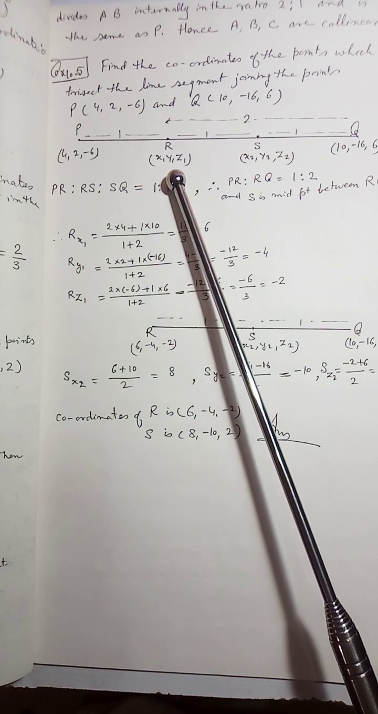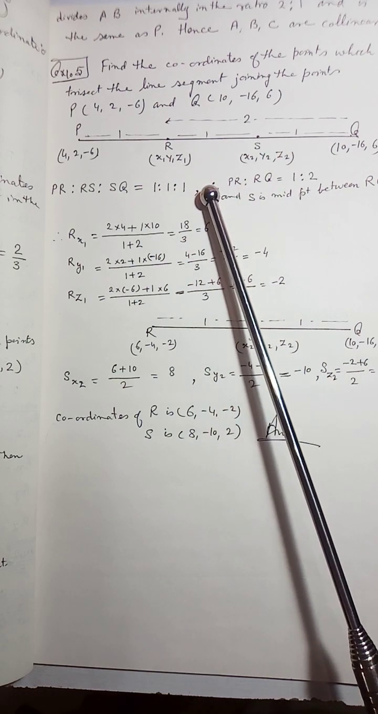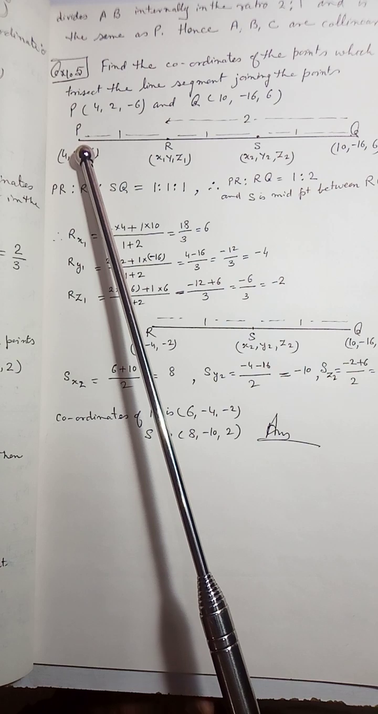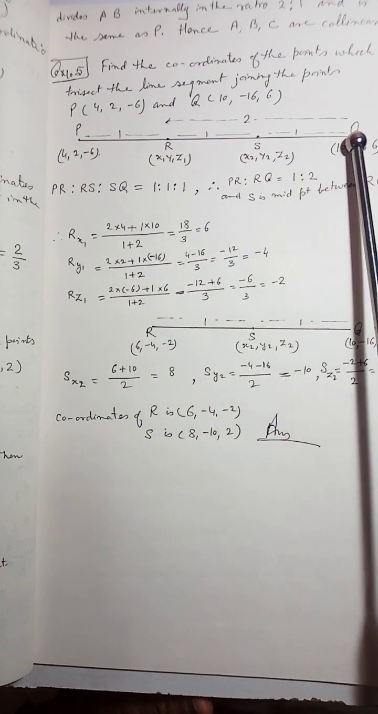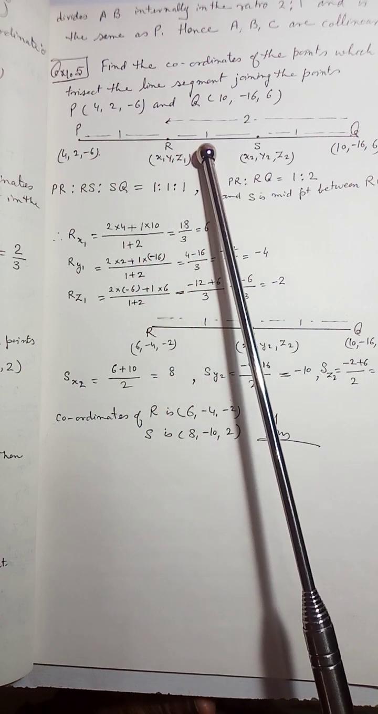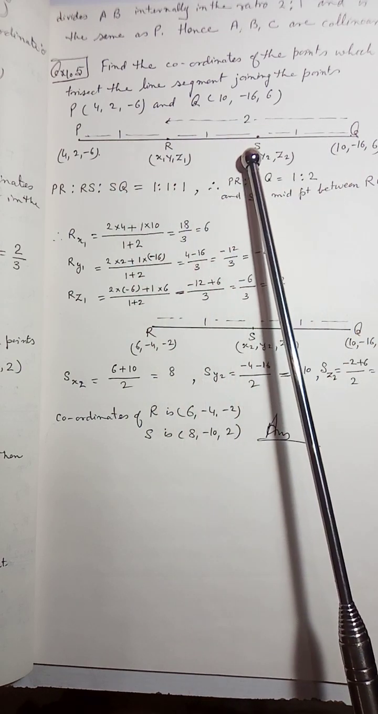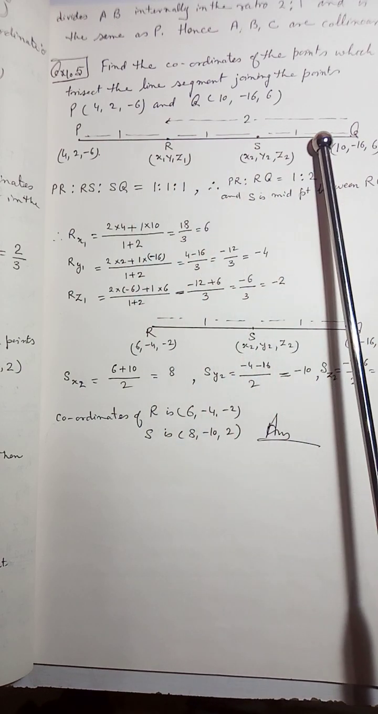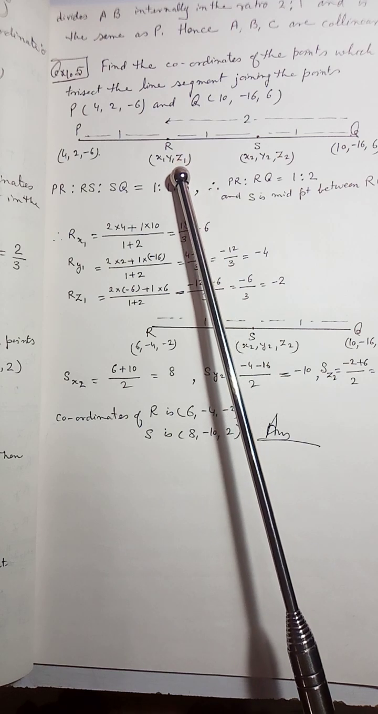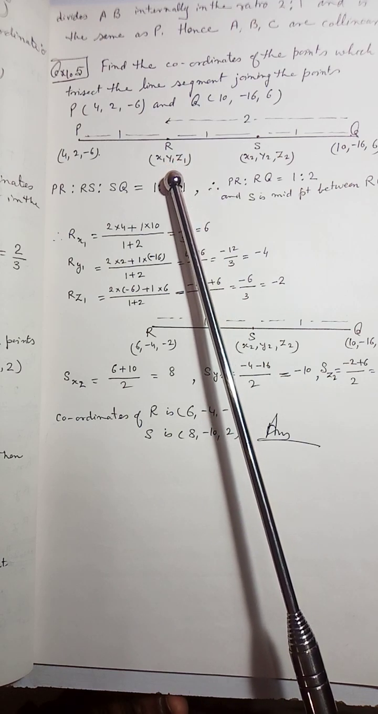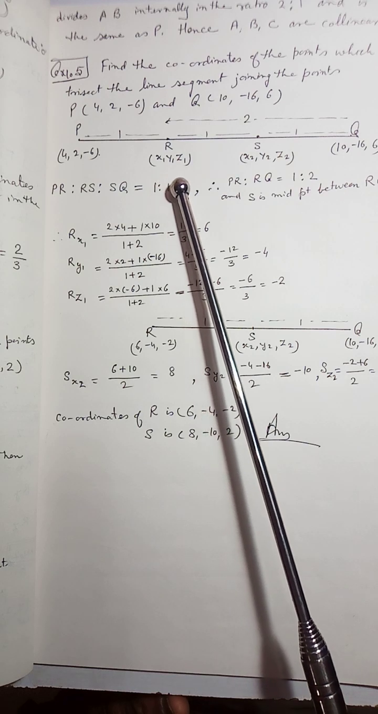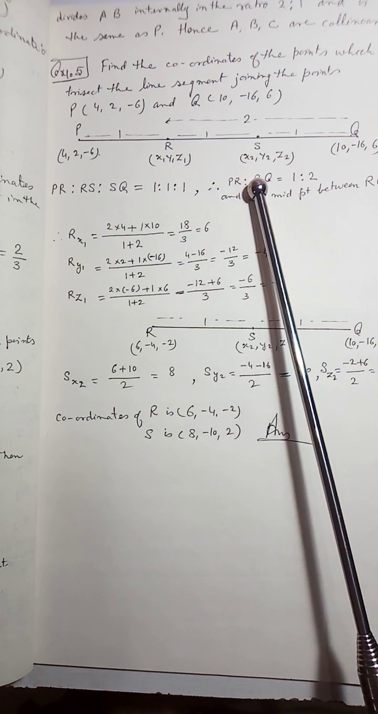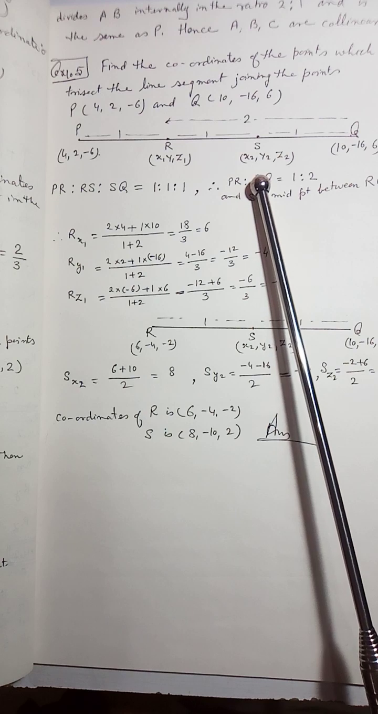There are 2 points in between P and Q such that PR is equal to RS is equal to SQ, meaning all are in 3 equal parts. Trisect means 3 equal parts. So let us find out. Let the coordinates of the point R be (x1, y1, z1) and of the point S be (x2, y2, z2).